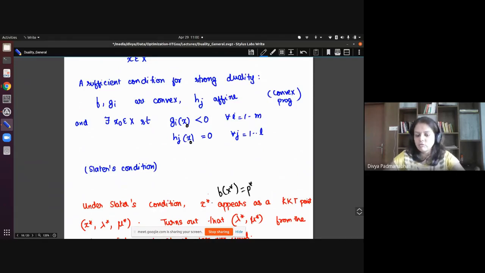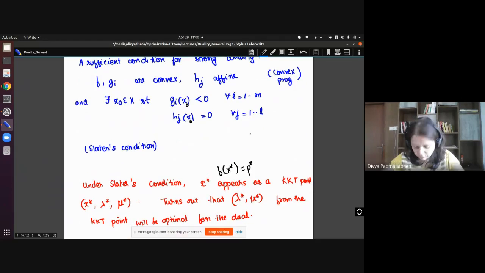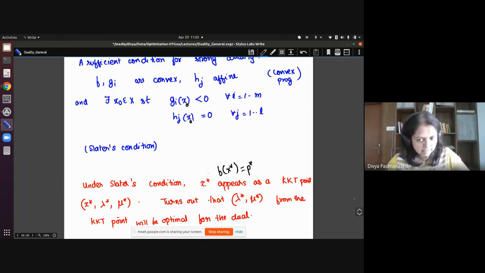Okay, so this is different from x naught. This is not the Slater point. This is some point which is the optimum. So what it's telling is if you have such an interior point, if you have a Slater point, then the optimum that you take will appear as a KKT point. And that we know from the necessary conditions, right?